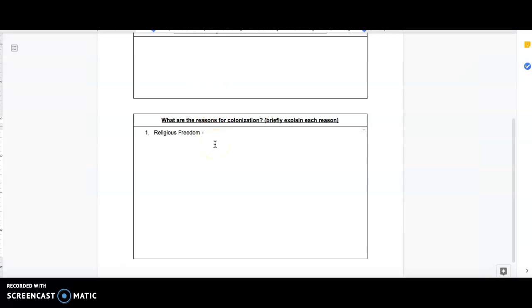So over here, the brief explanation could be: people left Great Britain in order to live in communities that allowed them to practice their own religion.